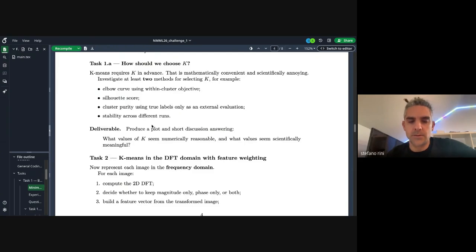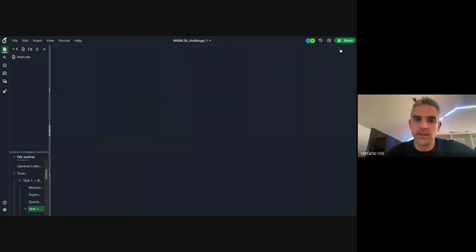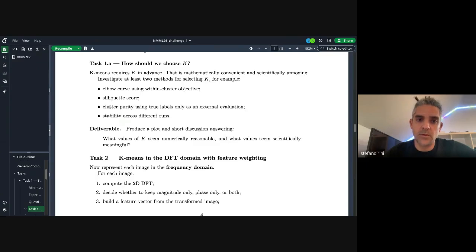Choice of k. You cannot choose k in advance. You have to figure out what k is as life goes on, right? So there are going to be some things for you to look up. One is the elbow score. One is the silhouette score, and then once you use the actual label, you can look at the purity, and you can look at the stability across the different runs. Okay.